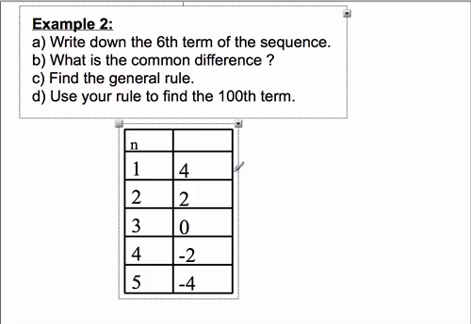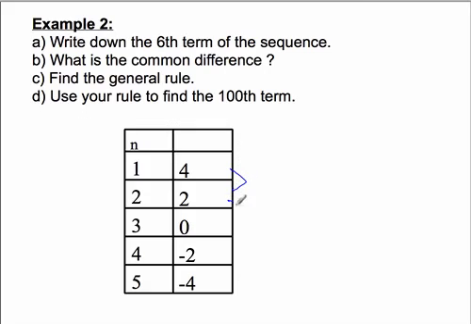Let's look at this example. Now, what am I adding each time? Well, I'm not really adding. Or you could say that I'm adding a negative 2 each time, or subtracting 2 each time. So that means your common difference is negative 2, and your rule is going to be negative 2 times n. And do we need a plus or minus a number? Well, if we do negative 2 times 1, we get negative 2. What do we need to add to get 4? We need to add 6. So your general rule is negative 2n plus 6.